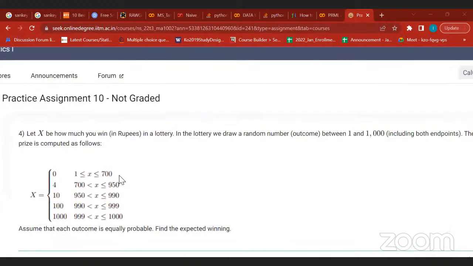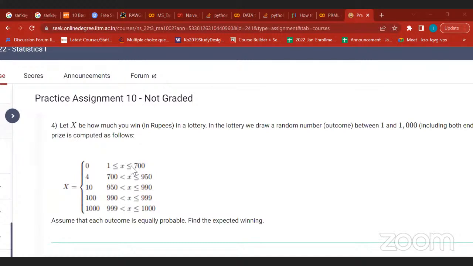For the first case, if you get any number between 1 and 700, both inclusive, your favorable outcomes are those 700 tickets. Probability would be 700 by 1000. For the second case, you get it from 701 to 950, so those 250 are your favorable cases. 250 over 1000 would be the probability that my random variable takes value 4. Similarly, for 1000 you can compute.